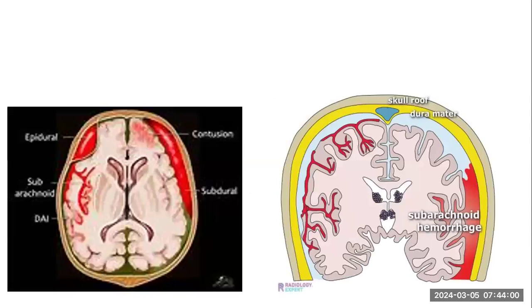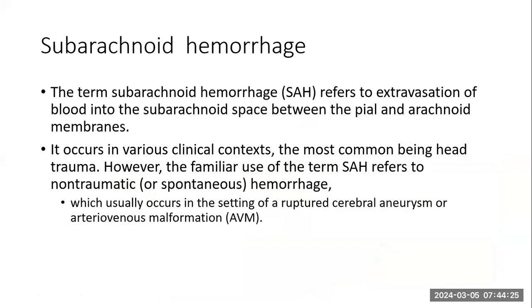So I just thought of doing a little summary on subarachnoid hemorrhage before going to the questions. The picture is just to help us differentiate the number of intracranial hemorrhages that we have: the epidural, the subdural, and the subarachnoid, which I will elaborate on further. The term subarachnoid hemorrhage refers to extravasation of blood into the subarachnoid space between the pia and the arachnoid membrane.